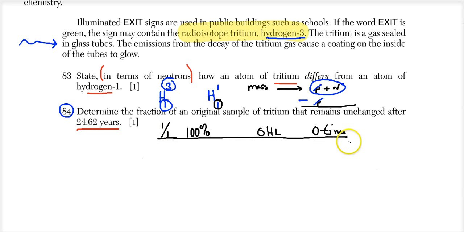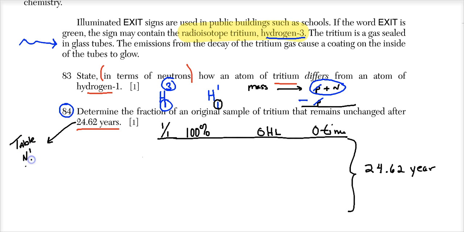Okay. Now, what did they give me? They gave me the total time to be 24.62 years. Now, for me to figure out how many halvings have occurred, how many half-life periods, I need some information. I need to know what the half-life is, so I go to Table N.